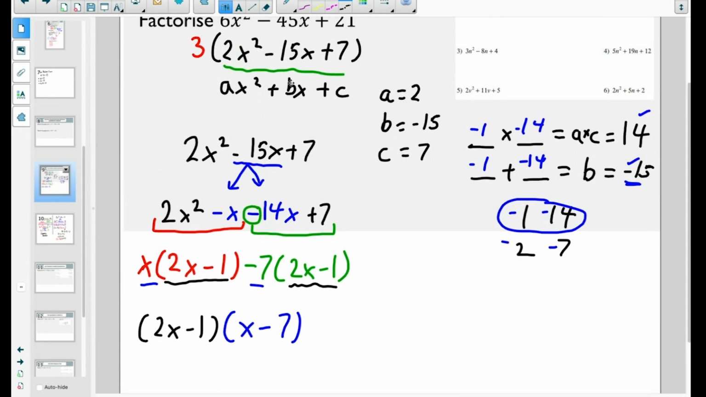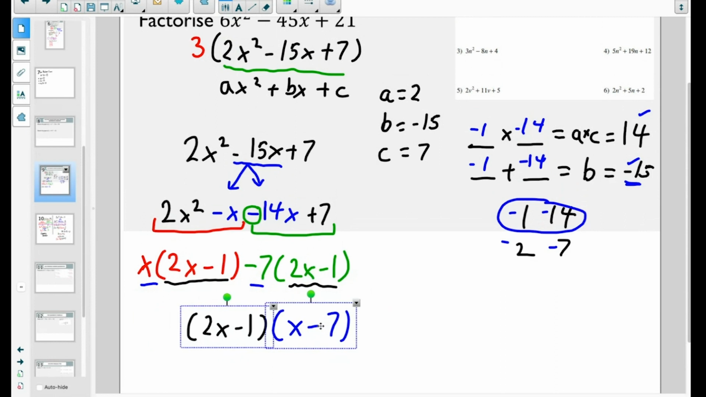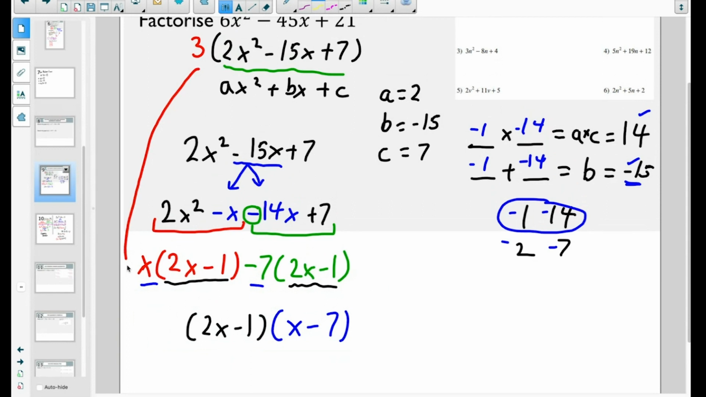Now, before we actually finish off this question, you'll notice that we're missing this 3. So I'm actually going to bring it back down. We've just ignored that 3 from the beginning, and that's totally fine to do. So we're going to bring this 3 back down to the front. And you'll know from working with transformations that this is just going to apply a vertical stretch to your function if we were to graph this as y is equal to 3 times 2x minus 1, x minus 7. And it's not going to affect those x-intercepts or your solution to the equation.